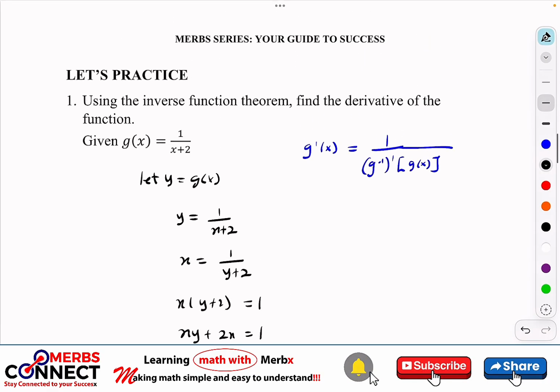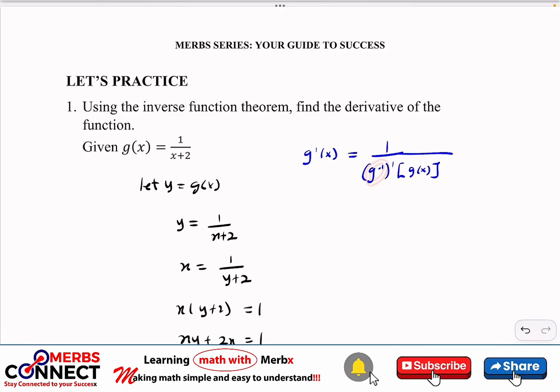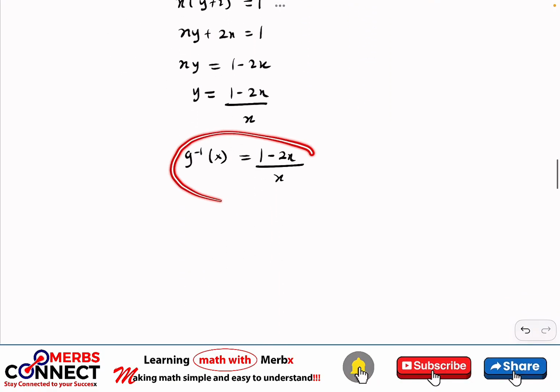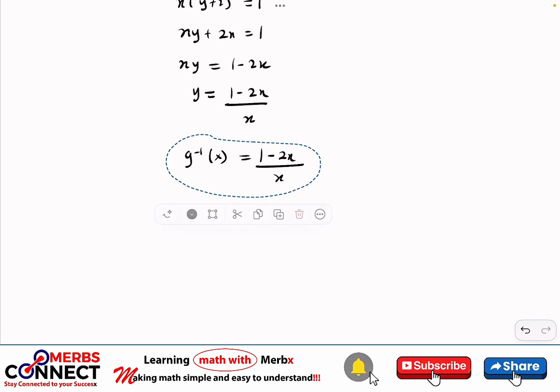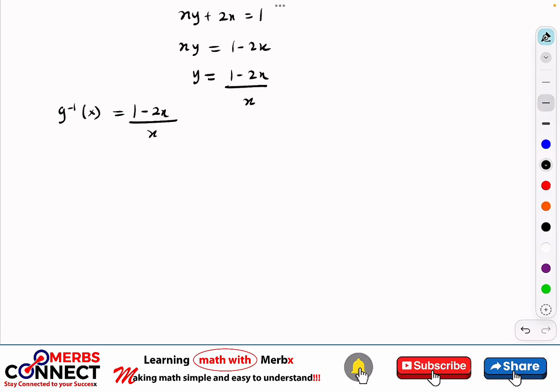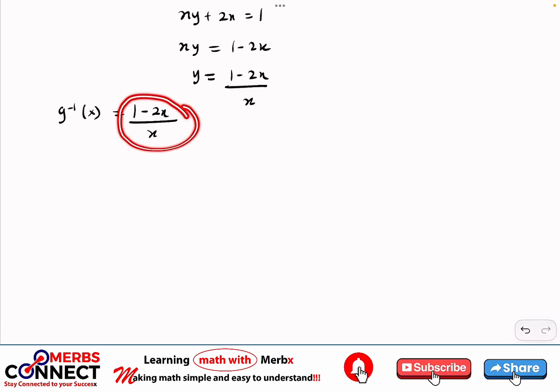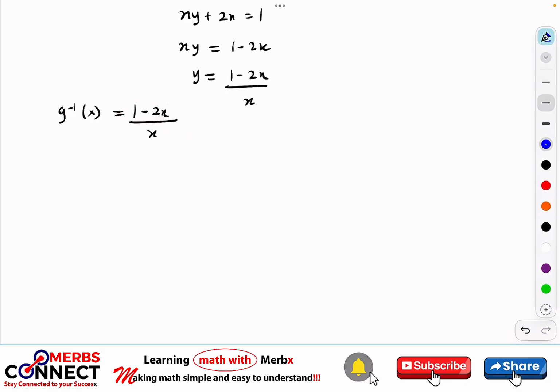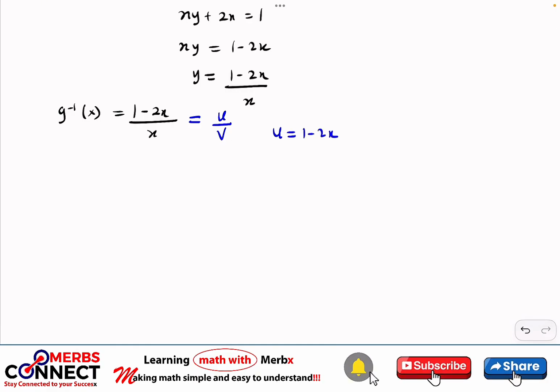But looking at the formula, we have g inverse now, but we need g inverse prime. So it means that now we need to take the derivative of this function. For the derivative of g inverse, we need to use the quotient rule. This is going to be u divided by v, right? So my u is equal to 1 minus 2x, which is the one on the top here, and my v is the one here, so v equals x.